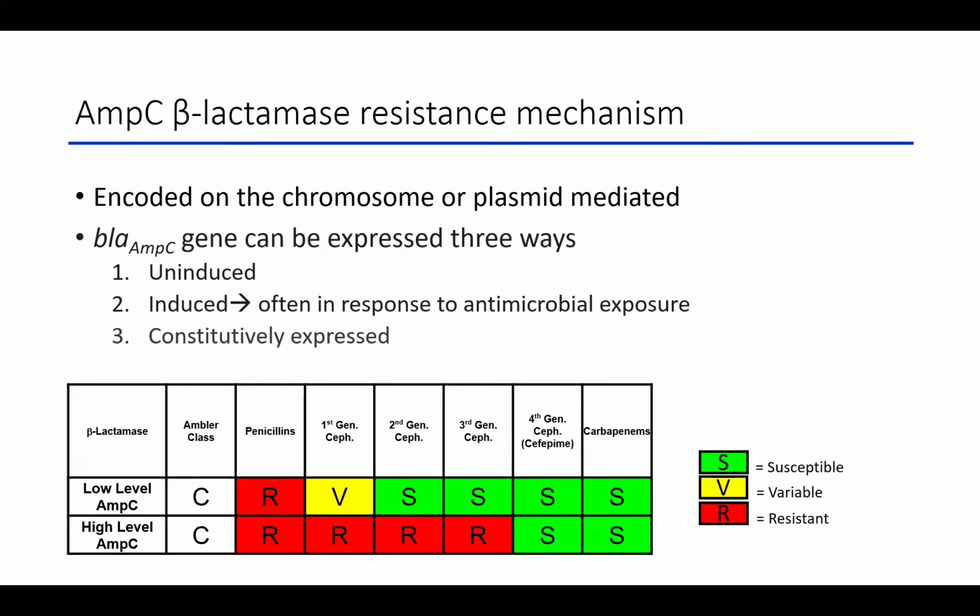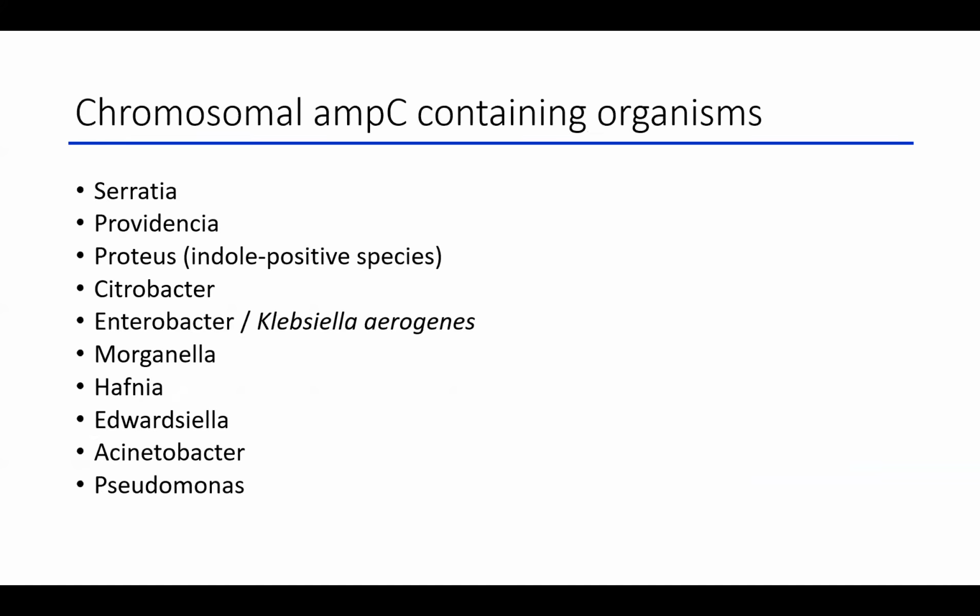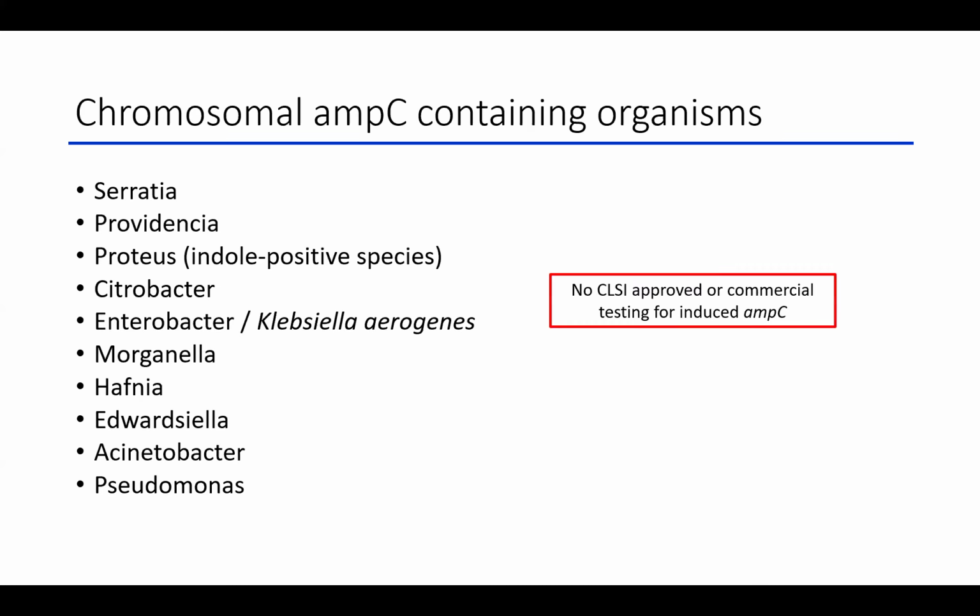So it's going to be transmitted to organisms, and you'll only know it's there if it's highly expressed. Just to set the baseline, the chromosomally encoded AMP-C organisms are listed here. So a lot of our Enterobacteriaceae have AMP-C on the chromosome. And unfortunately, there's no CLSI approved or commercial testing for induced AMP-C. So if you have a bacteria, you don't really know if you're going to have that induced AMP-C, or if it's just going to stay in the low expression, derepressed state on the chromosome.